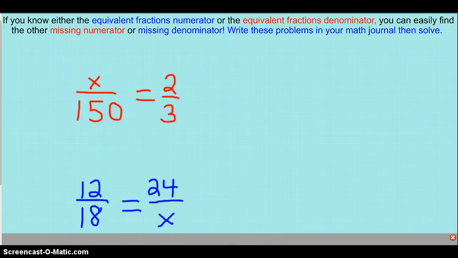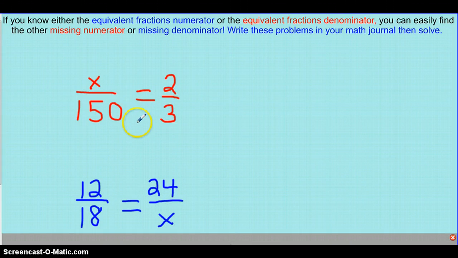Now you try. If you know either the equivalent fraction's numerator or the equivalent fraction's denominator, you can easily find the other missing numerator or missing denominator. Write these problems in your math journal, then solve. Pause the video if you need to.